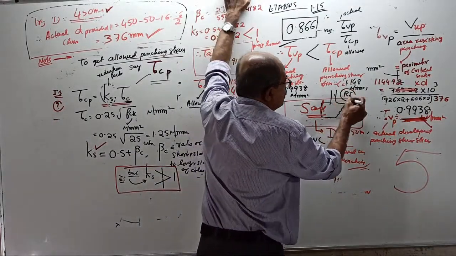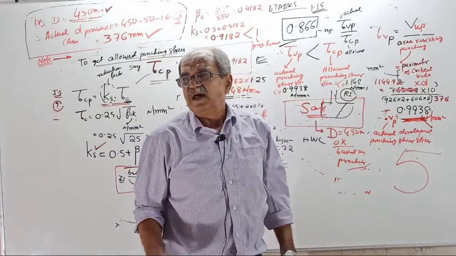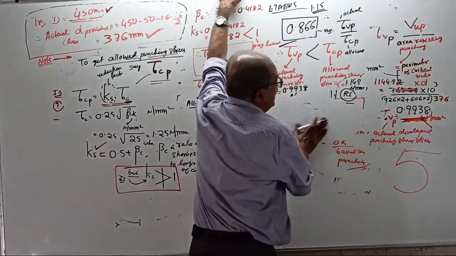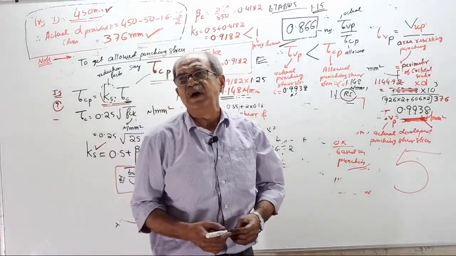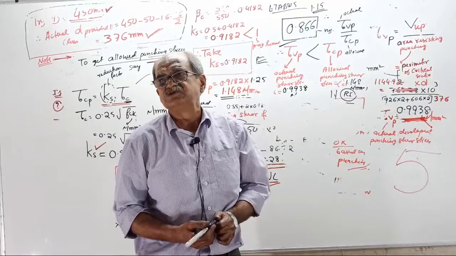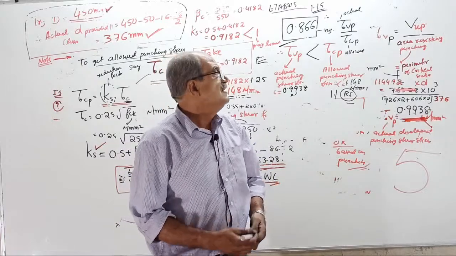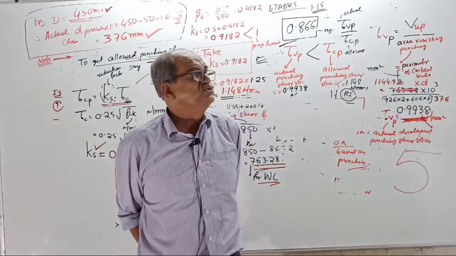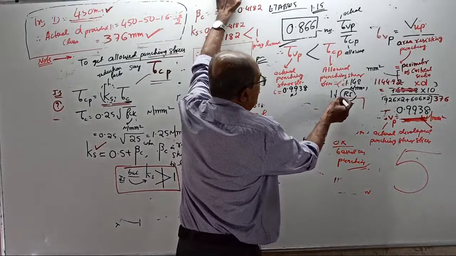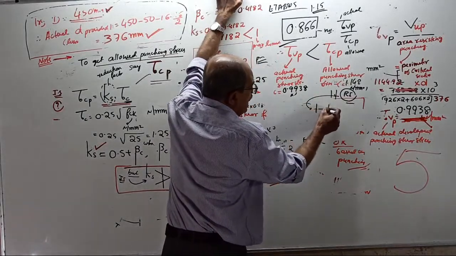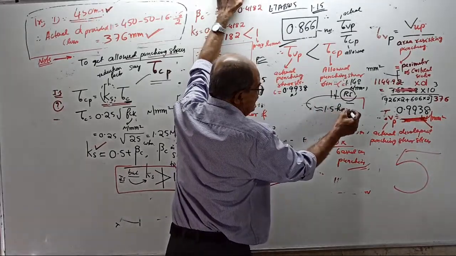Reinforcement is not a big issue. Mu equal to 0.87 fy Ast d into 1 minus Ast fy by b d fck: solve the quadratic equation. You get Ast required. Find the number of bars, provide the number, find actual Ast provided. Then you find tau v, tau c, and compare tau v with tau c. If safe or unsafe, I will tell what to do. The time required is around 1 to 1.5 hours, approximately 1.5 hours I think.